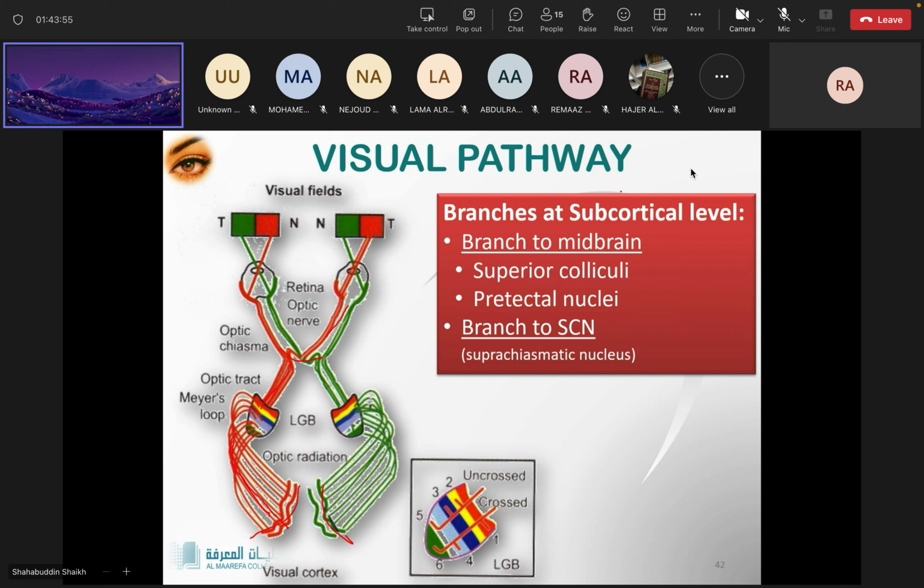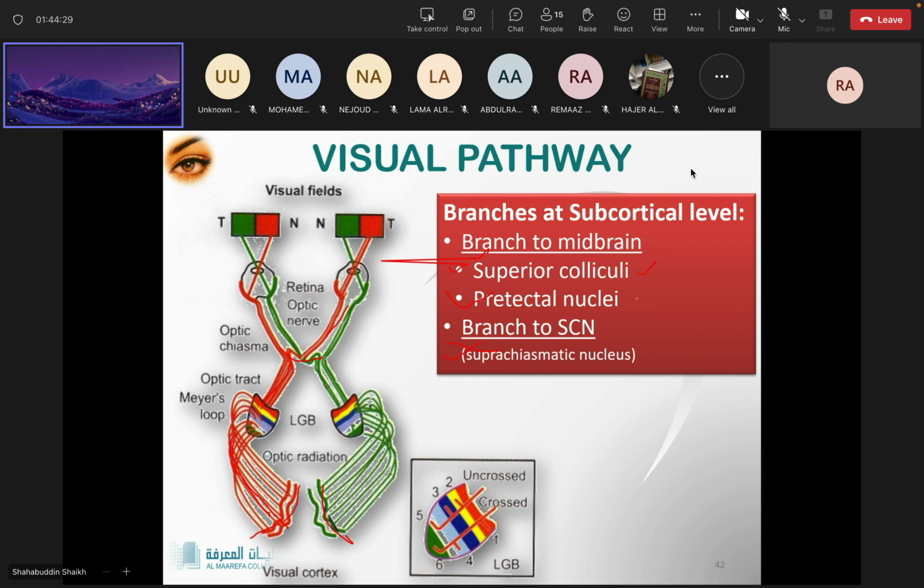Okay. For your exam, you have to remember these are the branches which are given. The branches of the optic pathway go to the brainstem. In the midbrain, they are given to the superior colliculus and pretectal nucleus. And they are also given to the hypothalamus, the suprachiasmatic nucleus. If you remember in the hypothalamus lecture, the suprachiasmatic nucleus is also called the biological clock. Our clock needs to know whether it is daytime or nighttime, so it receives information from the eye.